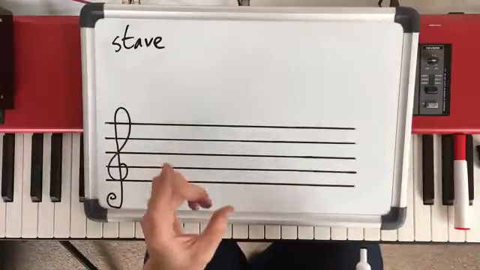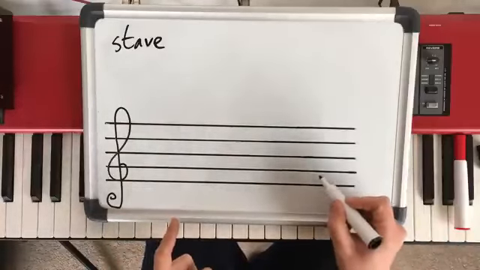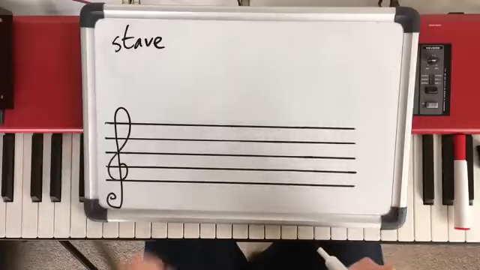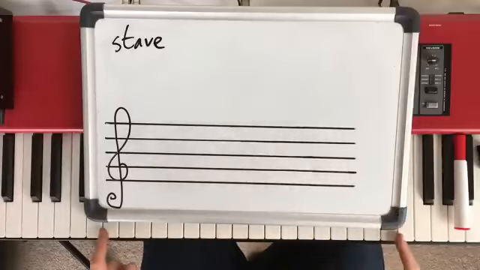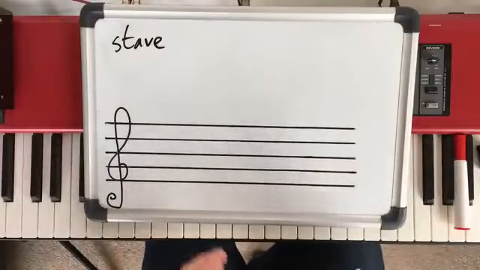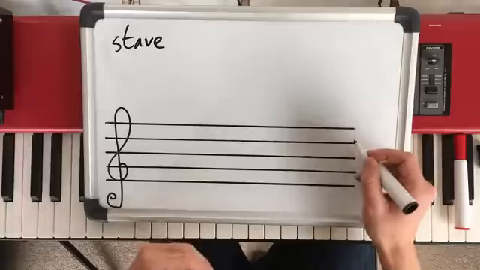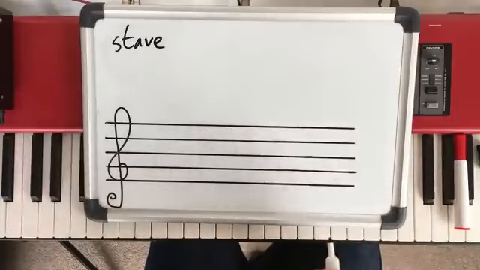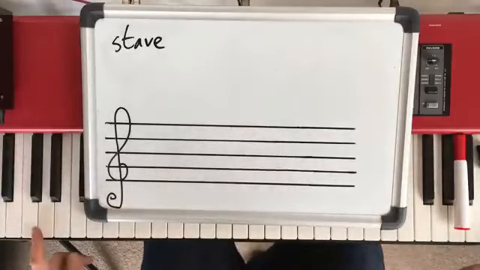Now, here's the key concept. Each line and space on the stave represents a note on the piano keyboard. But hold on, you might say, there's a problem. As you can see, we've only got 5 lines and 4 spaces, a total of 9 notes, but there are 88 notes on the piano keyboard. So how does that work?